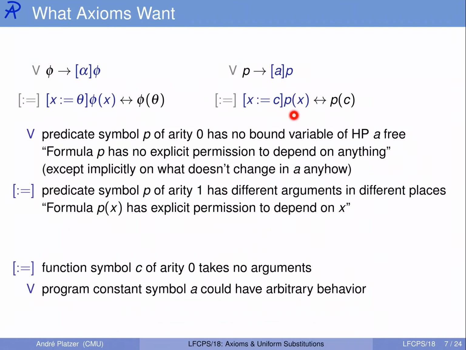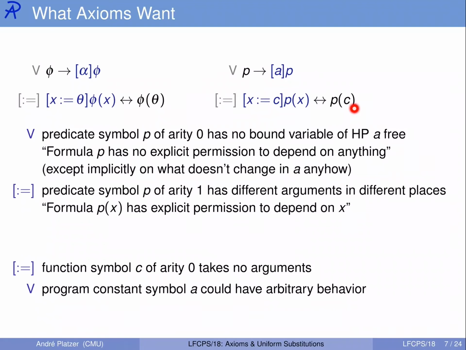And so in addition to predicate symbols of no arguments that we needed for vacuous, we may need predicate symbols of one argument here, and we may need function symbols like c of 0 arguments, and program symbols which never get any arguments because they can intuitively retouch them. The point is that the formula has a visible explicit permission to possibly depend on x because we pass in x as an argument in the same place that we pass in c as an argument over there.